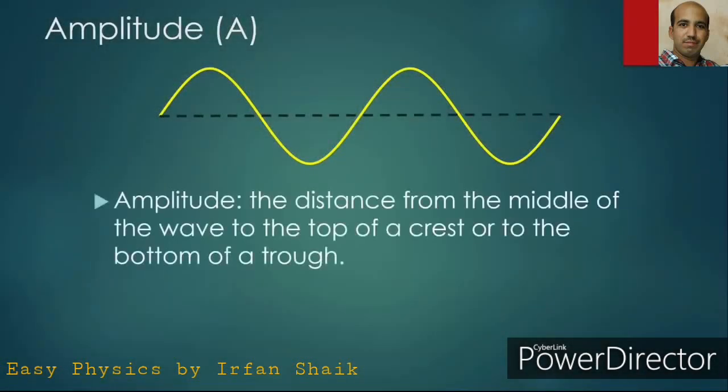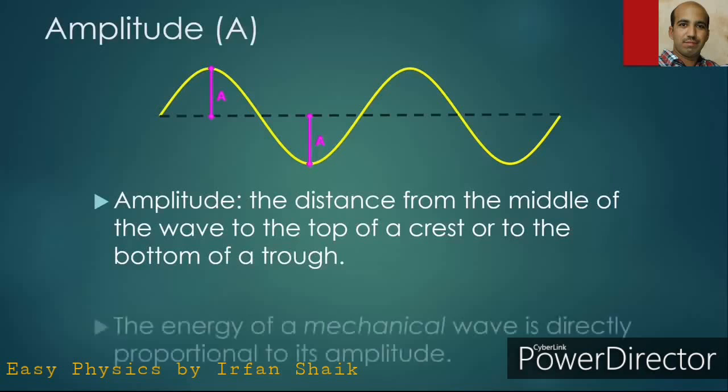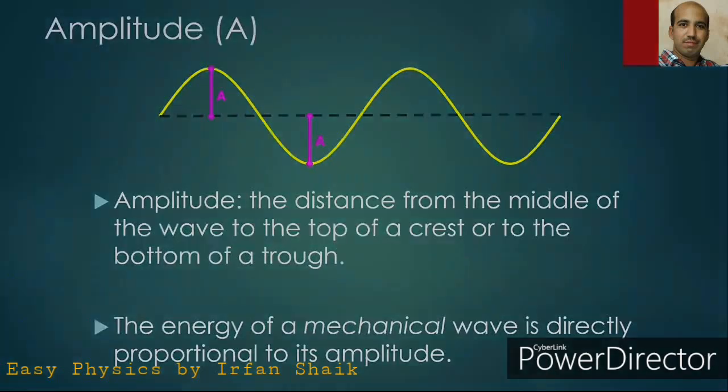Amplitude. It is the distance from the middle of the wave to the top of the crest or to the bottom of the trough. This means we can measure this over a crest or a trough. Another thing we need to remember is the energy of a mechanical wave is directly proportional to its amplitude.